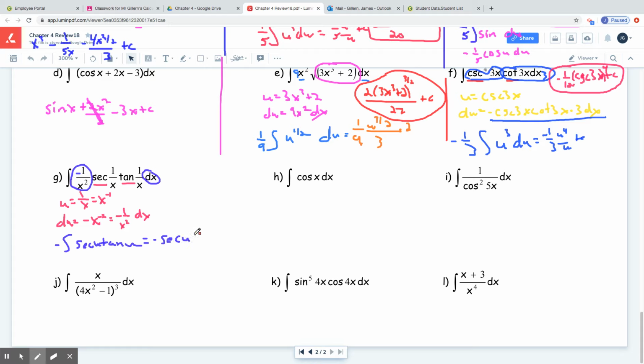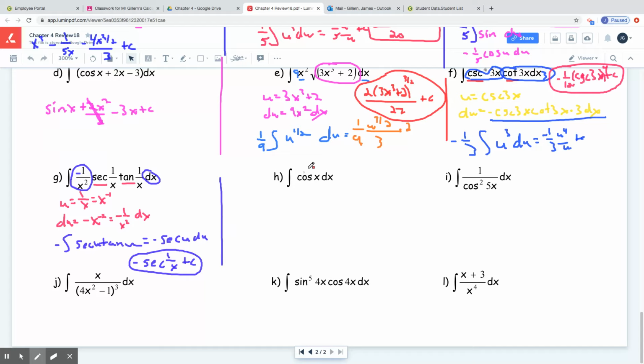So it's negative secant u du. So negative secant, what was my u? It was 1 over x plus c. There's my answer.